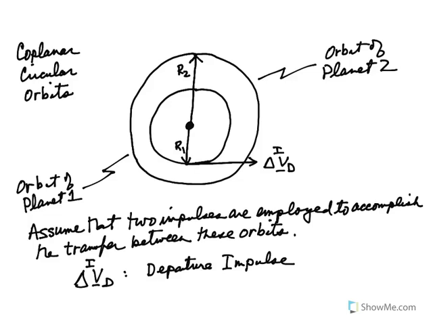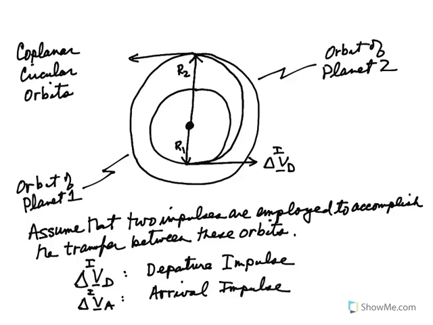Now it puts us onto an elliptic transfer orbit which intersects the second orbit tangentially, and then we apply a second delta V. The second delta V is going to be called delta VA, which is what's called the arrival impulse. And we will mark that with delta VAI. Now we have two impulses.